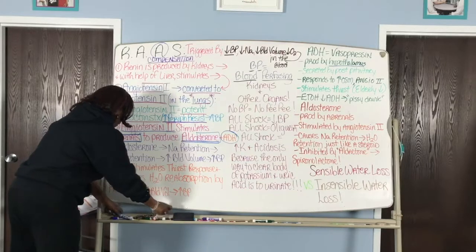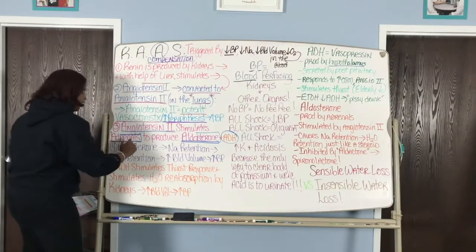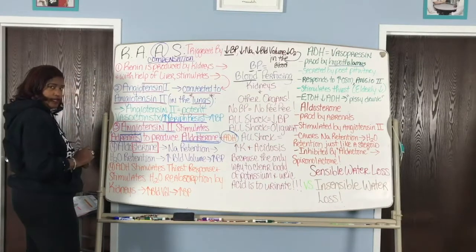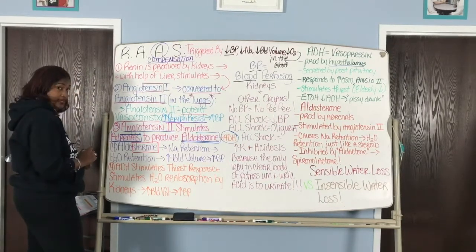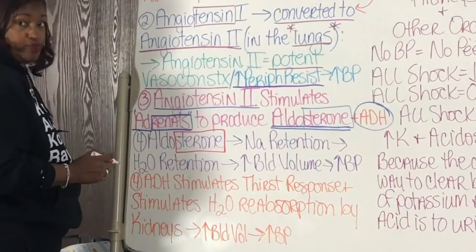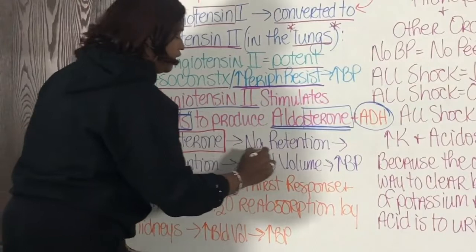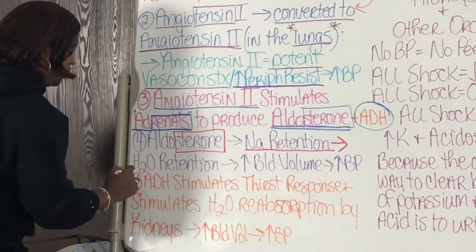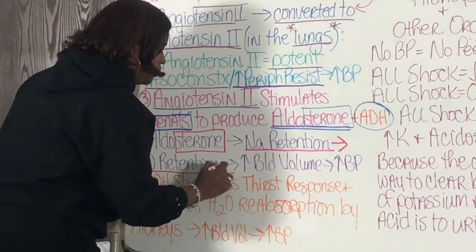Aldosterone, again, looks suspiciously like a steroid. It's not a steroid, it just looks like it. But I say that because you ought to know what steroids do. What do steroids do, people? They cause sodium retention, and since sodium and water are married, we automatically get water retention.